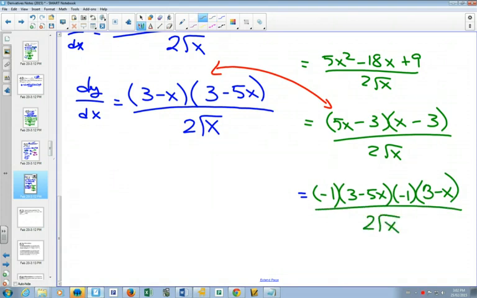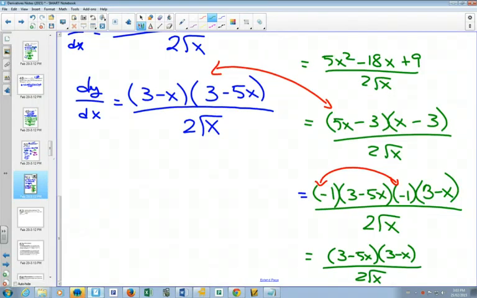And of course, negative 1 times negative 1 is just positive 1 anyways, so that would give me (3 minus 5x, 3 minus x) all over 2 root x. So maybe you can see why I like the first method better, but doing this isn't wrong, and it shows some nice things about this concept of factoring out a negative 1. That idea comes up over and over again.